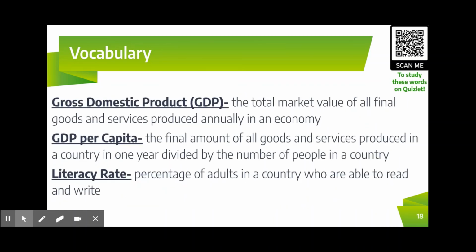Gross domestic product or GDP, the total market value of all final goods and services produced annually or yearly in an economy. GDP per capita, which is also GDP per person, the final amount of goods and services produced in a country in 1 year, divided by the number of people in that country. Literacy rate, the percentage of adults in a country who are able to read and write.